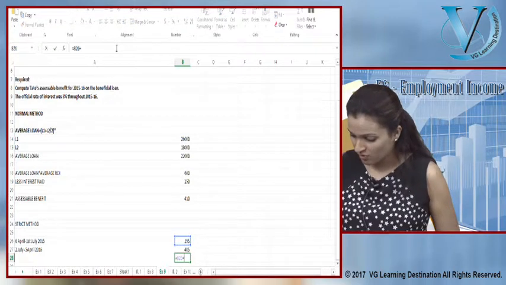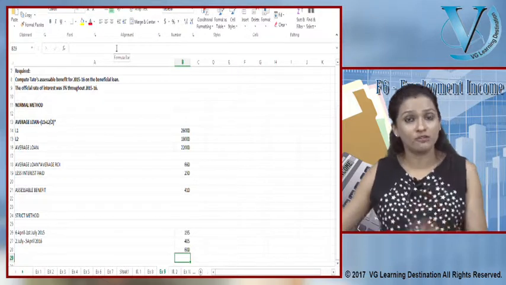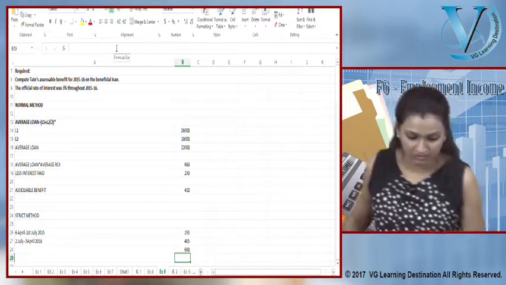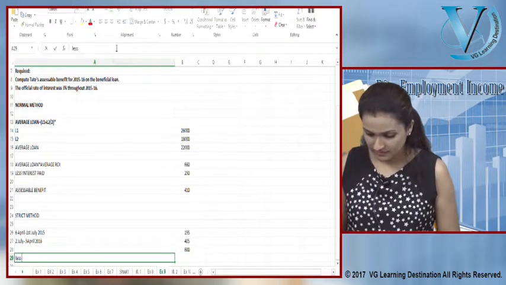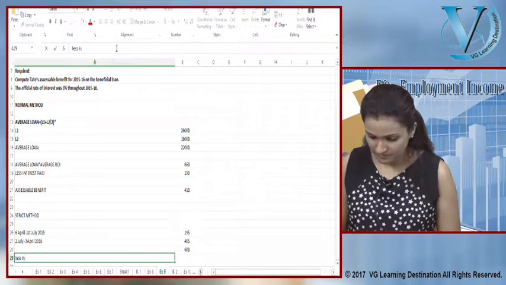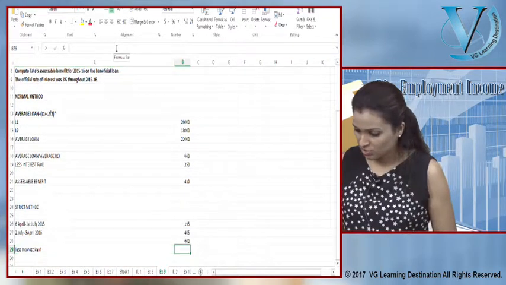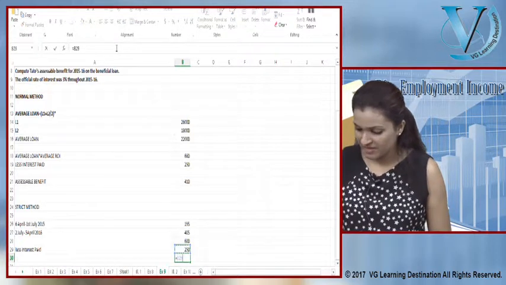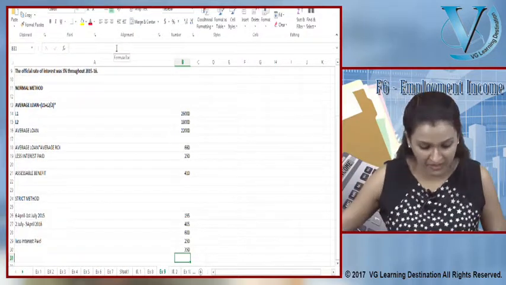195 plus 405, 600 pounds is the benefit that you've enjoyed, out of which you've actually paid a due interest of 250 pounds. So let's reduce, less interest paid, which is equal to 250 pounds that you have actually paid. So the benefit that you've enjoyed is basically 350 pounds.